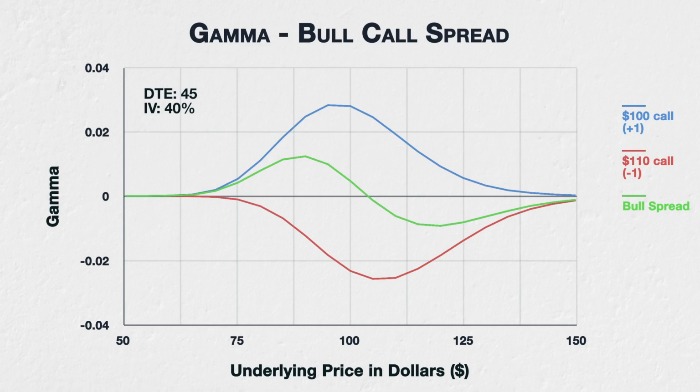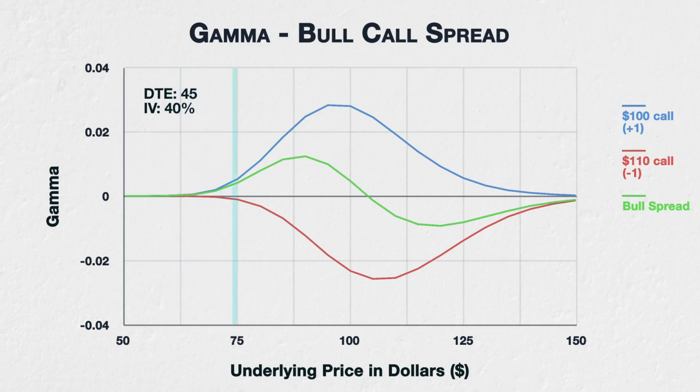The bull spread line is simply the sum of the gamma for the $100 call long and the $110 call short. Whether the gamma is positive or negative for the spread depends on where the underlying price is in relation to the strike prices. Starting on the far left, with the underlying price down at $50 to $60, both options are so far out of the money that the deltas of both have hardly any sensitivity to changes in the underlying price. Gamma is therefore very small for both individual options and also the spread as a whole.